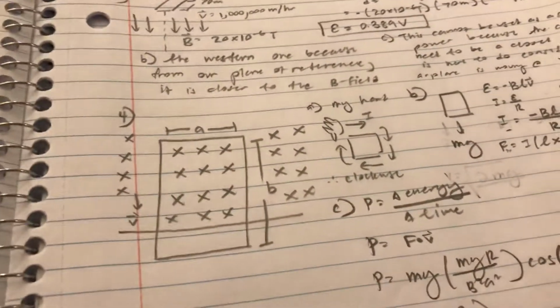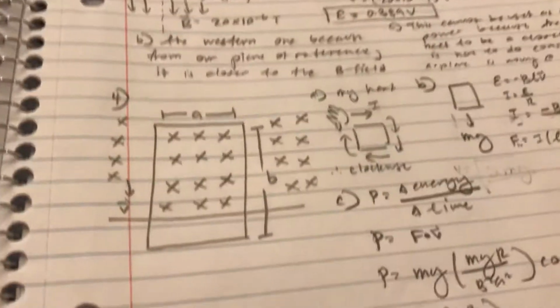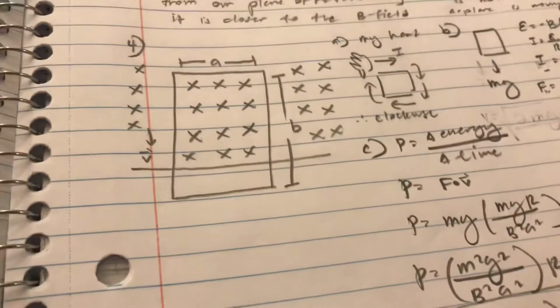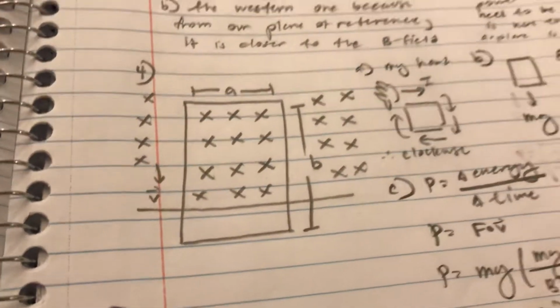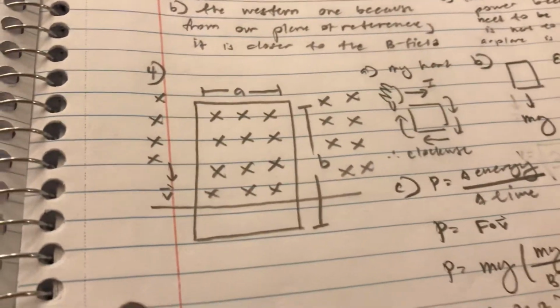Okay, so this is how I did problem number 4 on the Unit 8 homework set. The first part of the problem requires the use of the right-hand rule. It asks us which direction the current goes through.